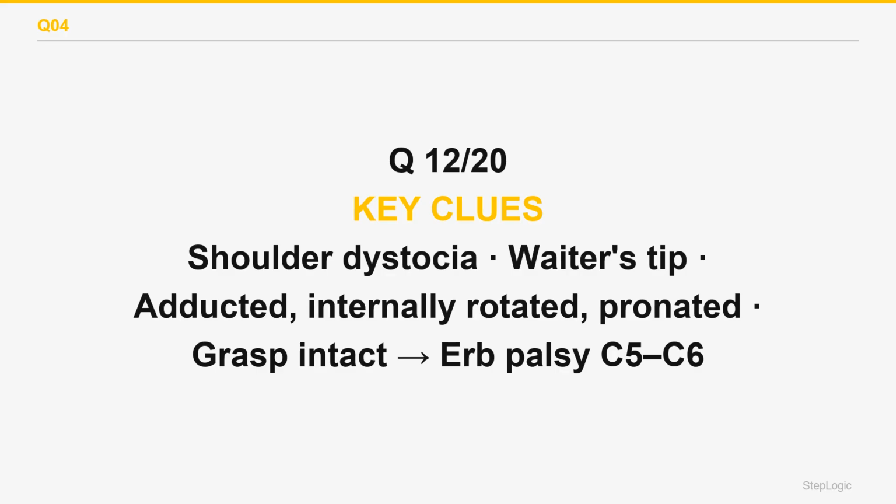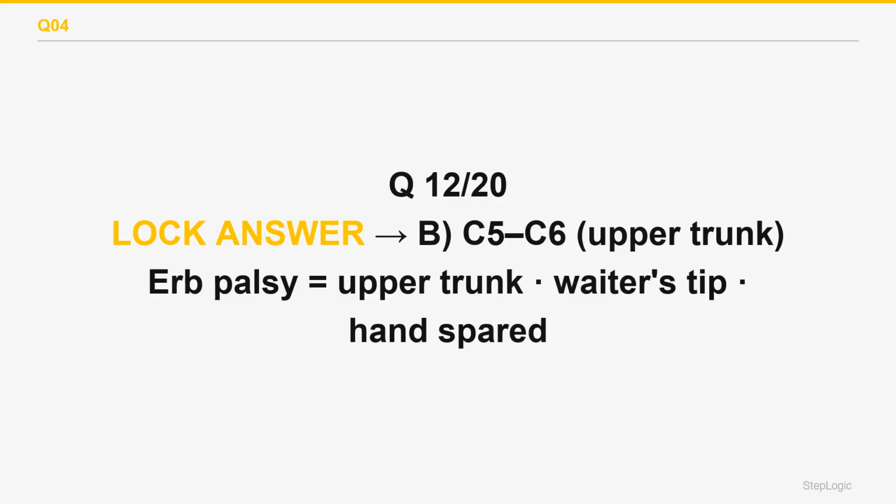Duchenne palsy is injury to the upper trunk of the brachial plexus, roots C5 and C6, caused by excessive lateral traction on the neck, shoulder dystocia in newborns, or a fall onto the shoulder in adults. The affected muscles include the deltoid and supraspinatus, loss of abduction, the infraspinatus, loss of external rotation, and the biceps, loss of flexion and supination. The arm therefore hangs adducted, internally rotated, and pronated, the waiter's tip position. The hand is spared, so the grasp reflex is intact.